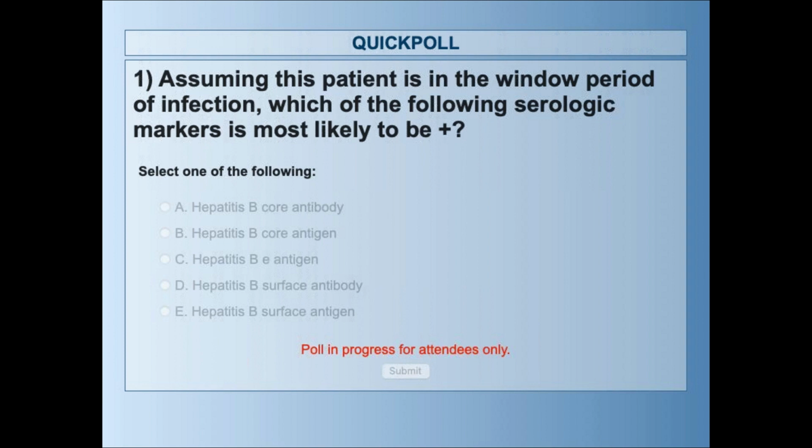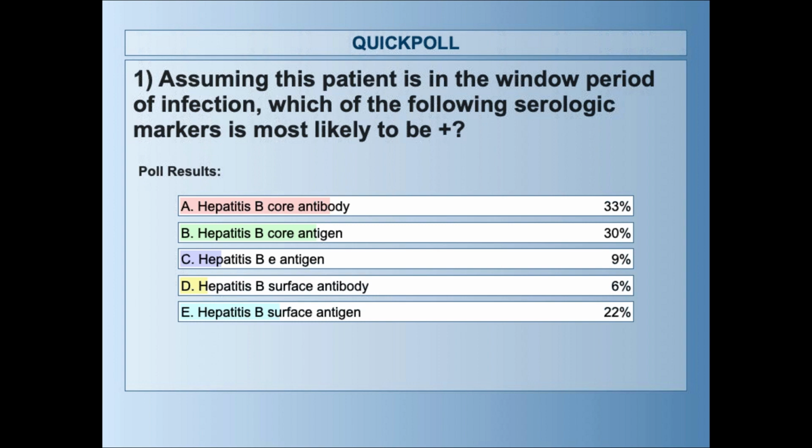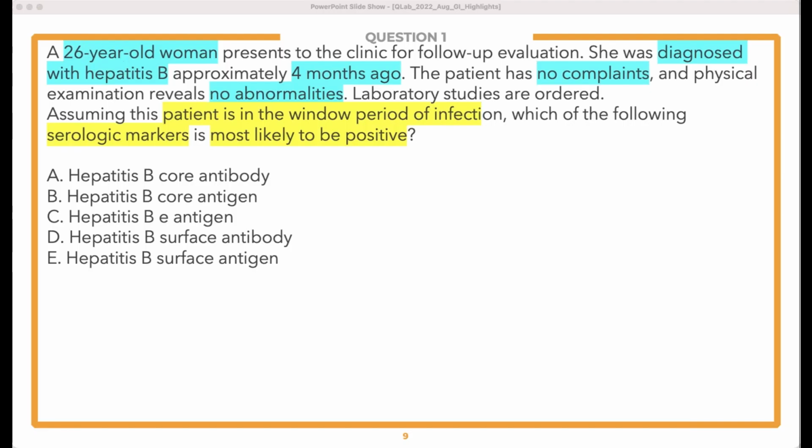So let's see, almost three-quarters of you have voted, so we're going to get ready to close the poll and share the results here. We've got sort of a three-horse race. Hepatitis B core antibody is in the lead, with answer choice B right behind it, and then a little over one out of five of you chose hepatitis B surface antigen. So let's hide those results. Keep those in mind as we reveal the answer.